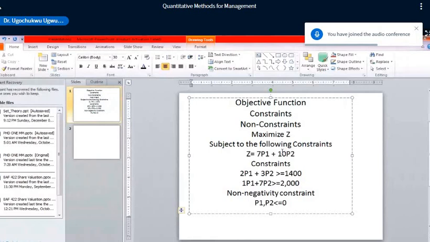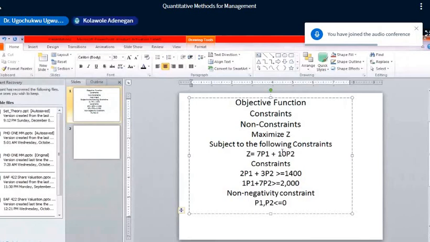What is the objective function? Our objective function is to maximize the profit of the 2 radios, models A and B. And what is our constraint? Our constraint is the labor hours. The labor hours for manufacturing and the labor hours for assembling, which is 600 for assembling and 400 for manufacturing. This is our constraint.